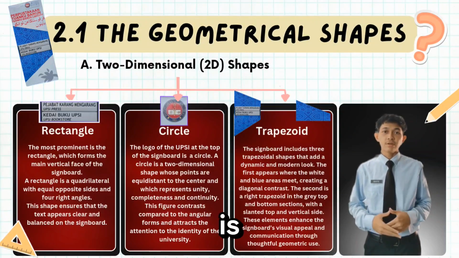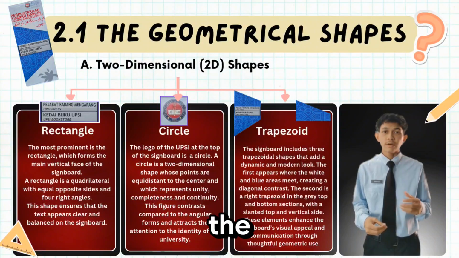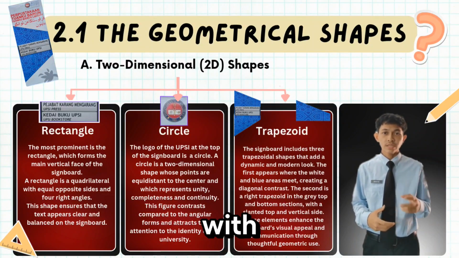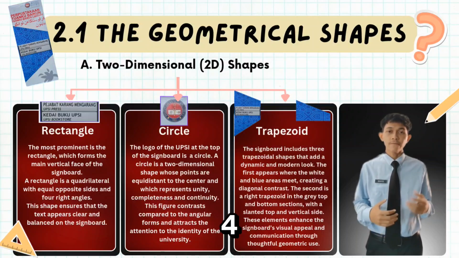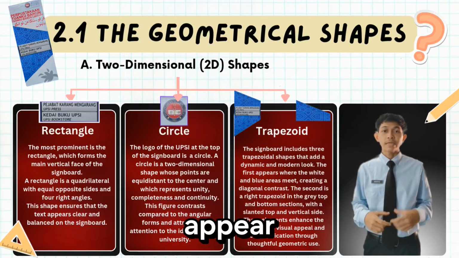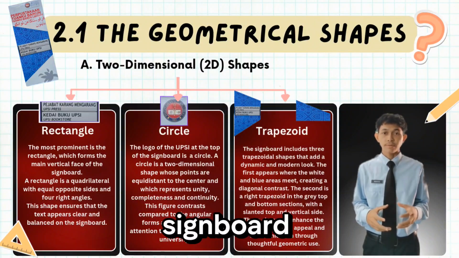The most prominent is the rectangle, which forms the main vertical face of the signboard. A rectangle is a quadrilateral with equal opposite sides and 4 right angles. This shape ensures that the text appears clear and balanced on the signboard.